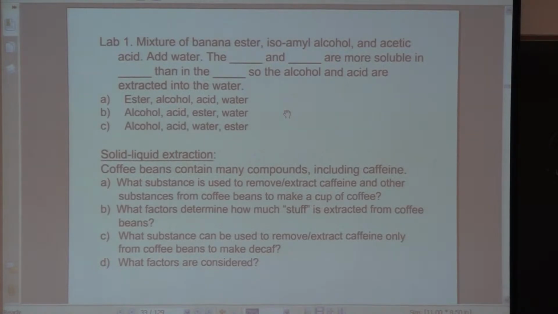Okay. Now today in lab, you're going to be doing a solid-liquid extraction. So you're going to take those coffee beans. Coffee contains quite a few compounds. I think it's something like 100 or 150 compounds. One compound, perhaps the most important one, is the caffeine.